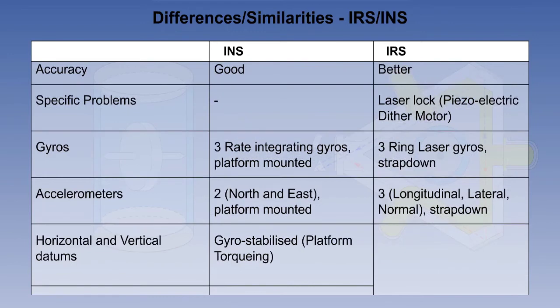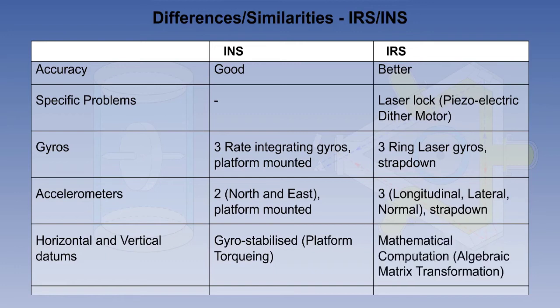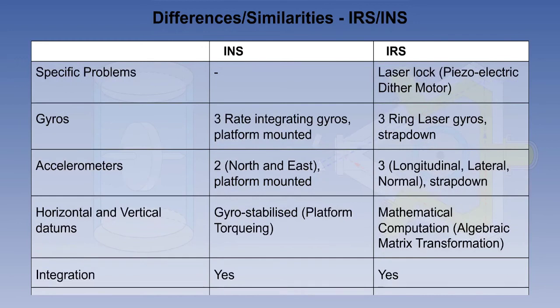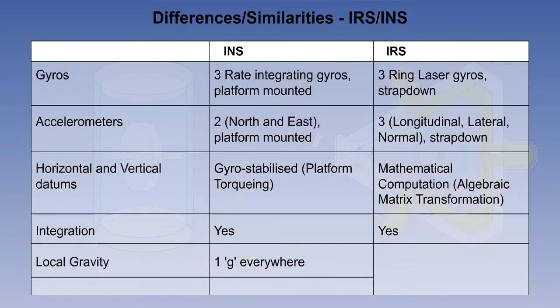The horizontal and vertical datums in INS are maintained by a gyro-stabilized platform. Whilst in IRS, this is achieved by algebraic matrix transformation in a mathematical model. Accelerations are integrated into velocities and velocities into distances in both INS and IRS. There is a difference in the way that INS and IRS deal with gravity. In INS, it is assumed to be 1g everywhere. The superior memory capacity of IRS allows us to have a database which stores small differences in the local value of gravity.